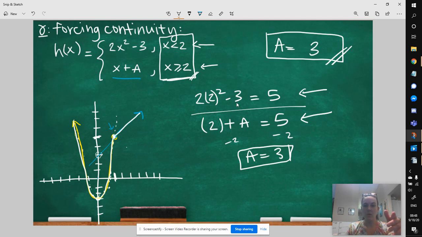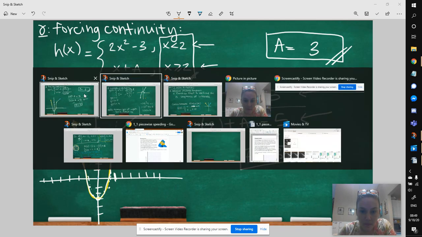So 2 times 2 squared minus 3 equals 5. And then I said, okay, I'll just set my second subfunction equal to 5 when I plug in that x equals 2. And I'm going to do another example after this, so if this is a lot, that's all right. Okay, so when I plugged in 2 for the second function and set it equal to when I plugged in 2 for the first function, I got that a equals 3. Our picture was actually pretty good.